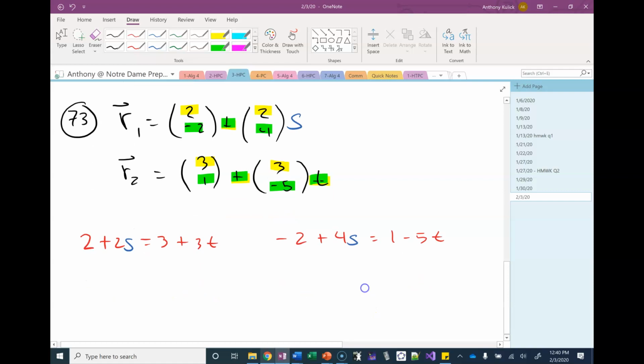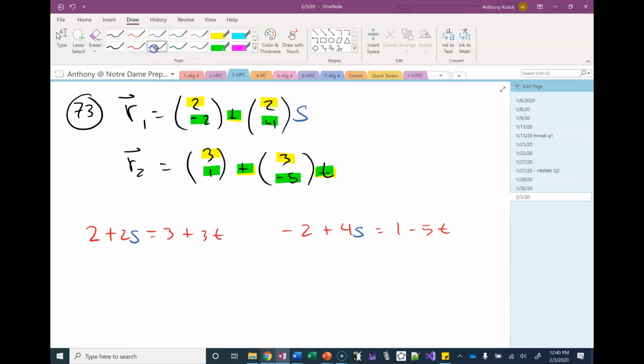All right. So what I'm going to do now is get all my variables on one side and all the constants on the other. So here I'm going to have 2s minus 3t is equal to 1. And over here I'll have 4s plus 5t is equal to 3. Agree with that, Meg? Okay.